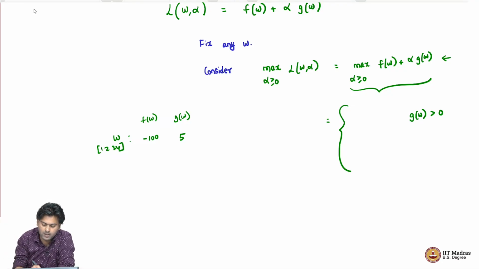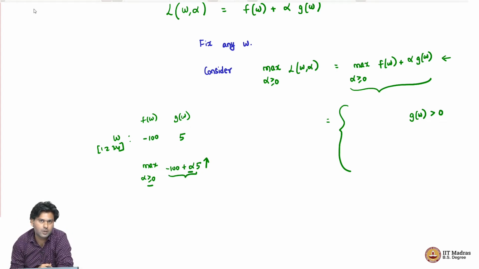Now what I'm asking then is, you want to maximize over alpha greater than 0 of minus 100 plus alpha times 5. Now alpha is some non-negative quantity. I can put any non-negative quantity here, but then I want to push this sum as high as possible. Now how high can I push this? Well, if I set alpha equals 1, then this is minus 95. For alpha equals 10, this is minus 100 plus 10 into 5, which is minus 50. If alpha equals 100, then this is minus 100 plus 100 into 5, which is 400.